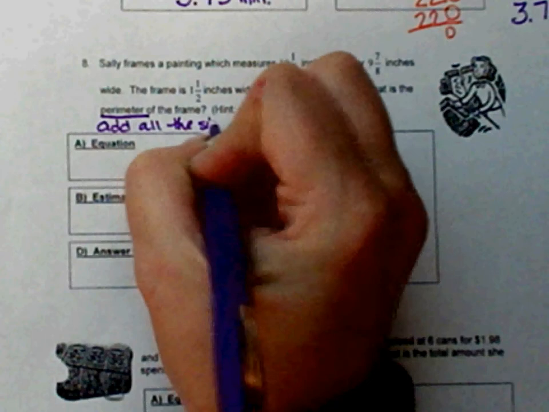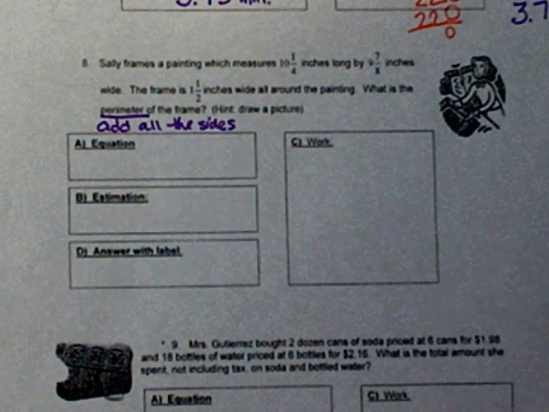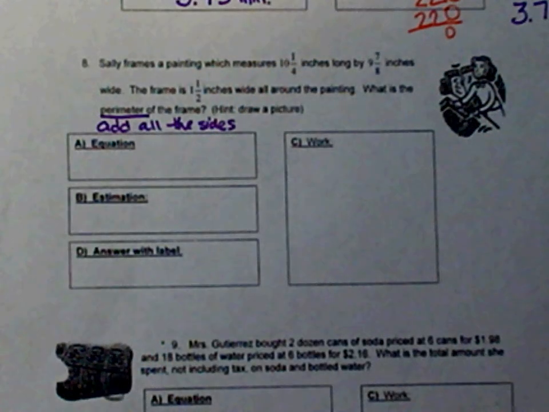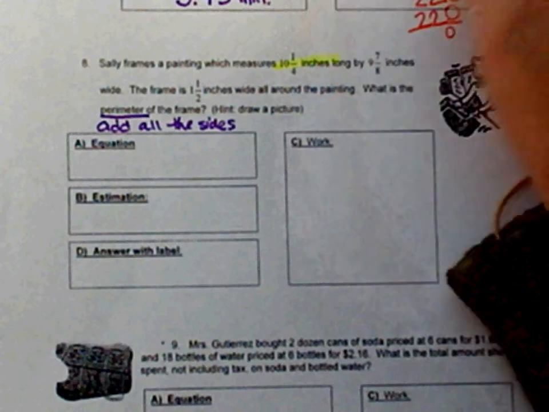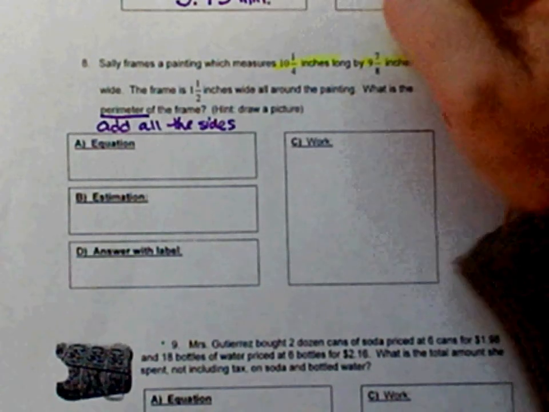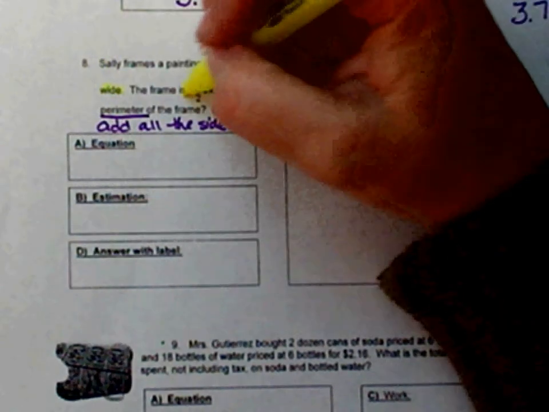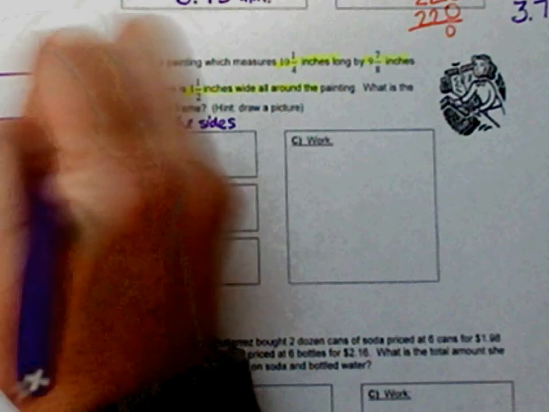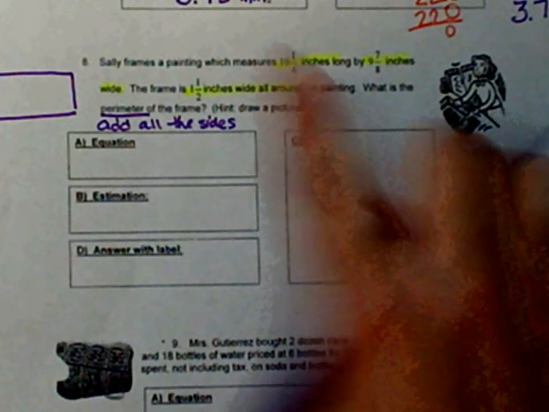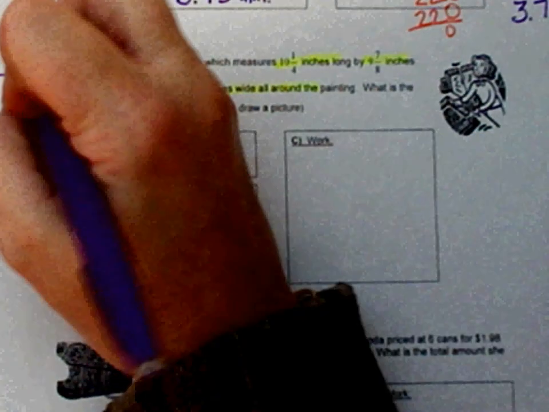Number 8, Sally frames a painting which measures 10 1/4 inches long by 9 7/8 inches wide. The frame is 1.5 inches wide all around the painting. What is the perimeter of the frame? Hint, draw a picture. Okay, so we have to remember perimeter. Perimeter measures around the outside, add all the sides. So that reminds us, add all the sides.